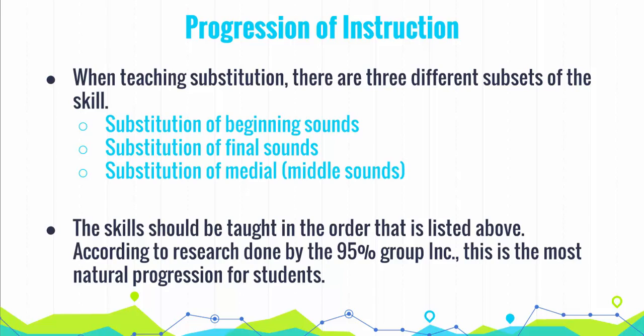Each skill covered in this lesson, addition, substitution, and deletion, contains three different subsets. For example, students will learn to add phonemes in the initial, medial, and final position of a word. The same is true for substitution and deletion. For each skill, students should show mastery in manipulating the initial phoneme before moving on to the final, and then the medial phoneme.